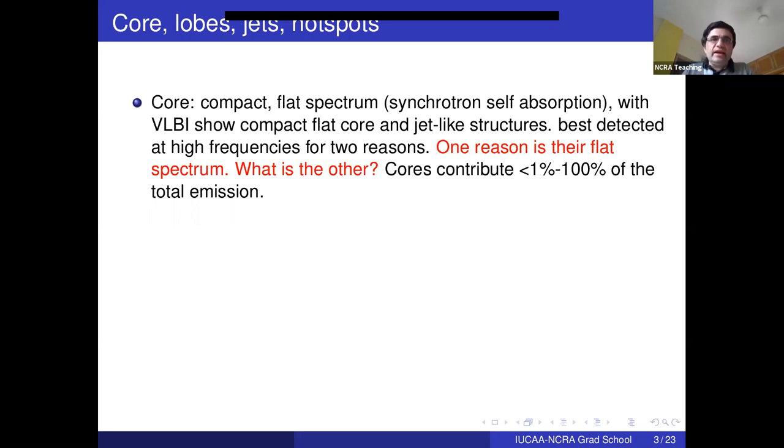Cores are most easily detected at high frequencies for two reasons. One reason we've already seen: they have a flat spectrum. Therefore, relative to the other components, the core will become brighter at high frequencies. So the radio lobes, which have a steep spectrum, could disappear at high frequencies, say at 5 gigahertz or higher. But the core will still be emitting strongly because it's a flat spectrum source. So this is one reason. What is the other reason? Why are cores easier to detect at higher frequencies?